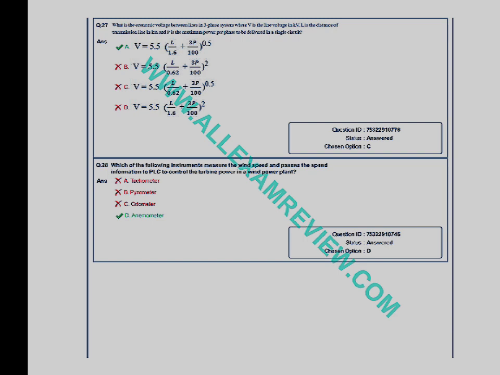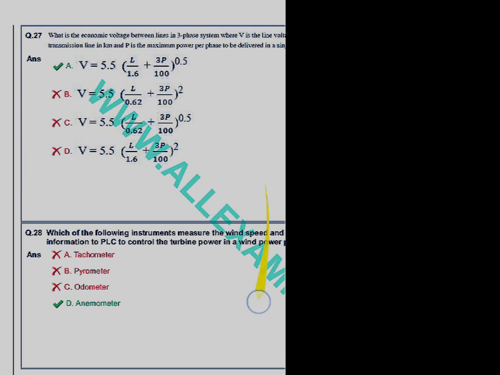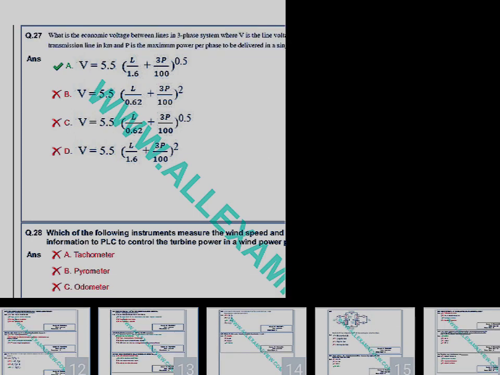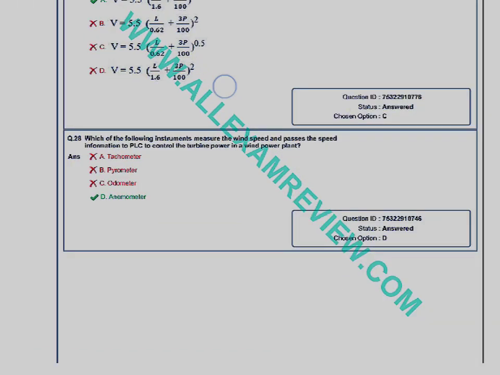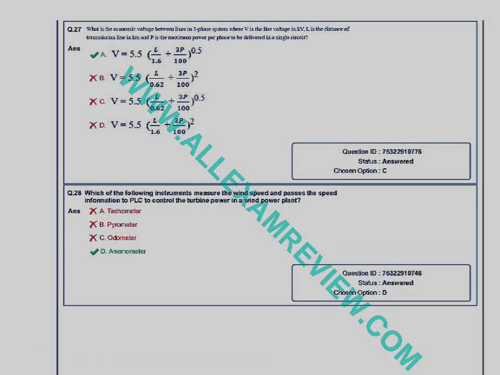27. What is the economic voltage between lines of a 3-phase system where V is the line voltage in kV, L the distance of the transmission line? Okay. The maximum power per phase delivered to single circuit. Yeah, that will be the question. A is right. V is equal to 5.5 root of L upon 1.6 plus 3P upon 100, all to the power of 0.5.